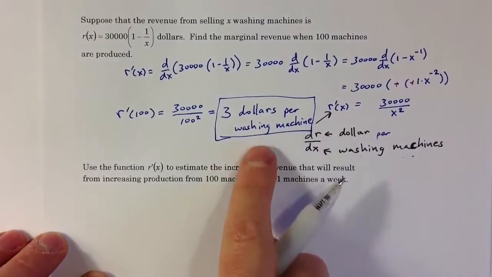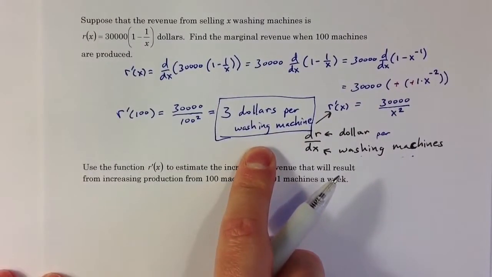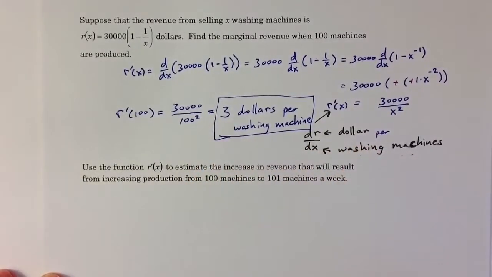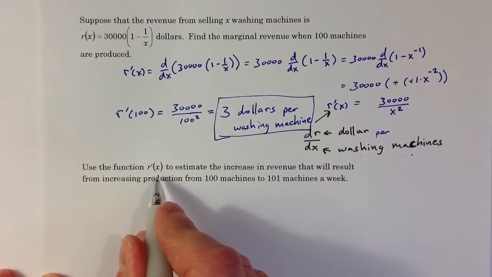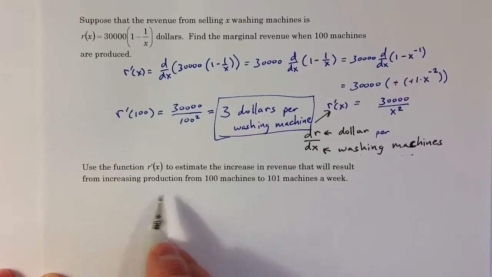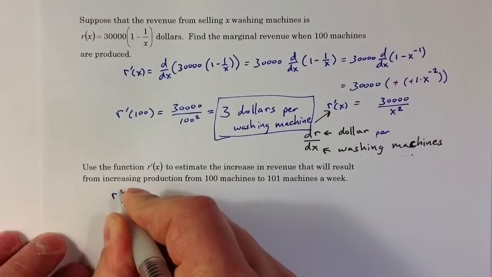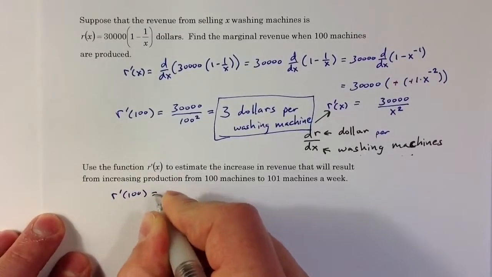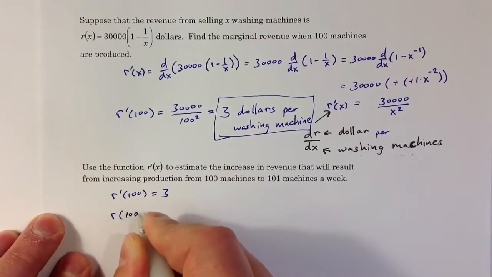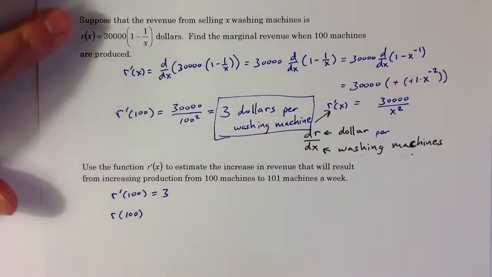So what that means is that we would expect the revenue to increase $3 for each additional washing machine that is sold. And so we can use the idea of marginal revenue to estimate increases in revenue that will result from increasing production from 100 machines to 101 machines per week. So in addition to the fact that R prime of 100 equals 3, I also want to know what the original expression is at 100.